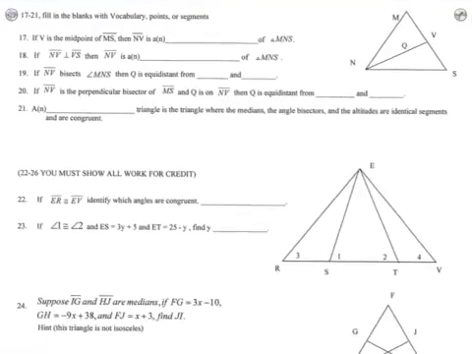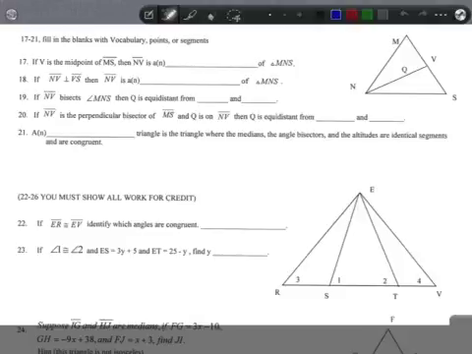On the back, if V is the midpoint of MS, then NV is a blank of triangle MNS. V is the midpoint of that segment right there. So if that's the midpoint, then NV has to be a median. If NV is perpendicular to VS, and that's all we know, then in triangle MNS it has to be an altitude.